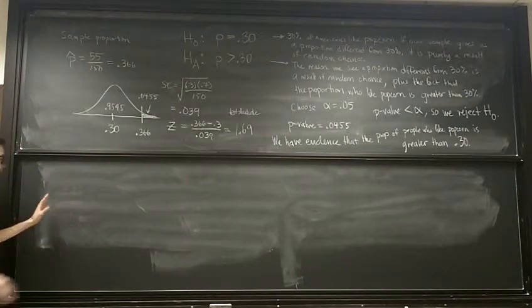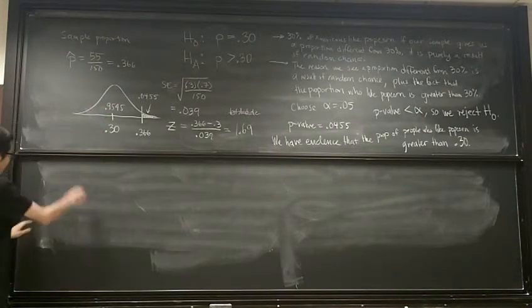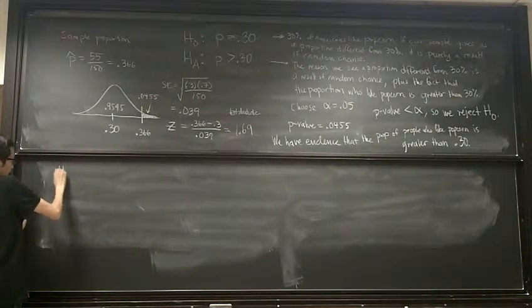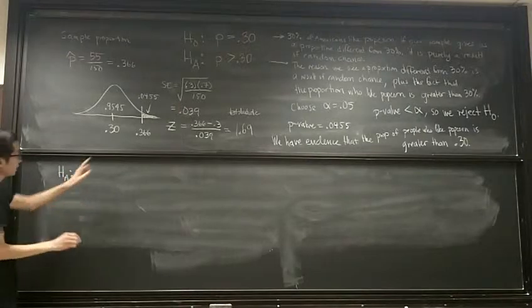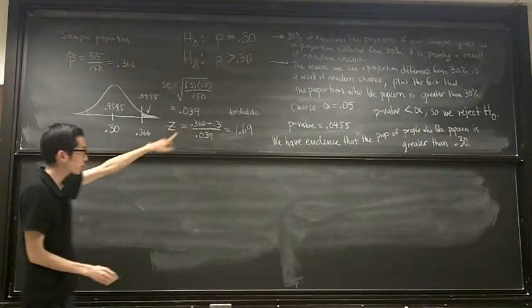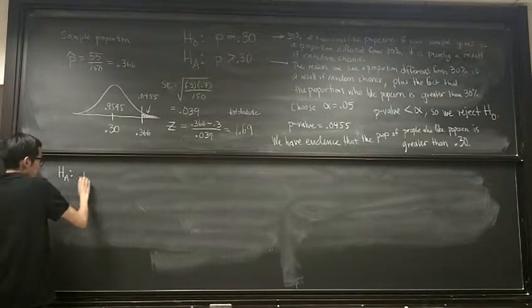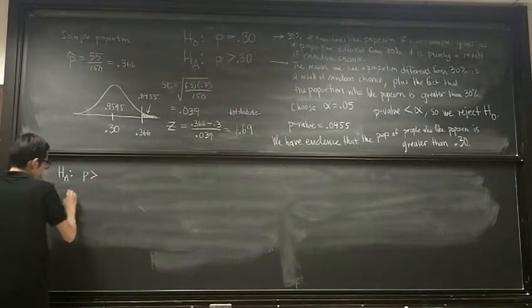Okay, I got more to say here. So let me just talk. All right. So just regarding the alternative hypothesis. Okay. So in this case, we had p greater than 0.3. So when we did the shading, we went to the right. Okay. So p is greater than some number.